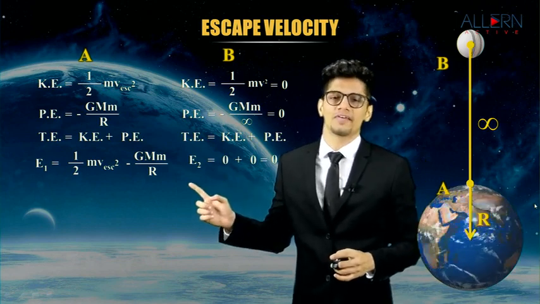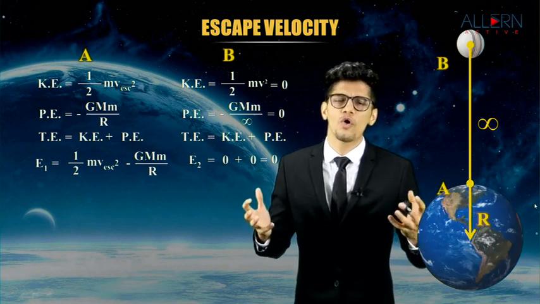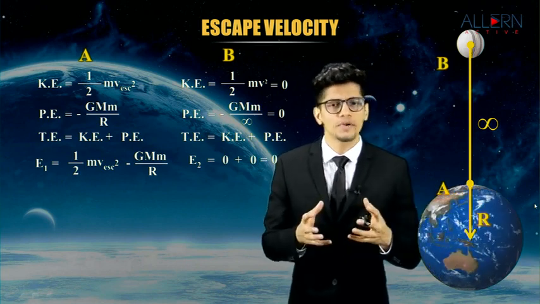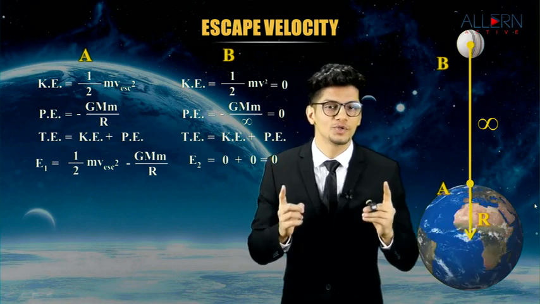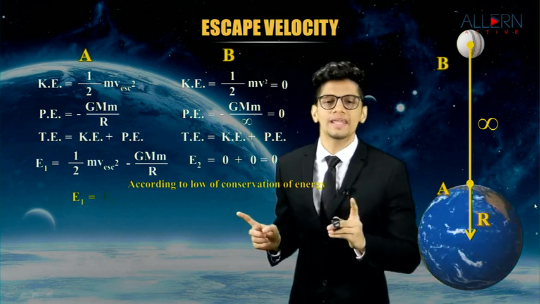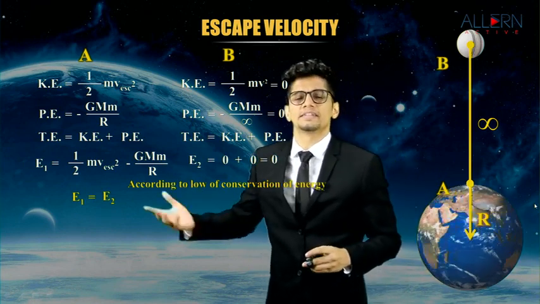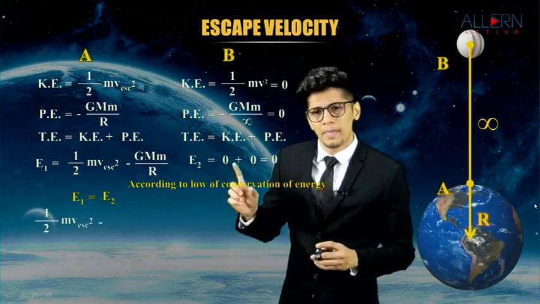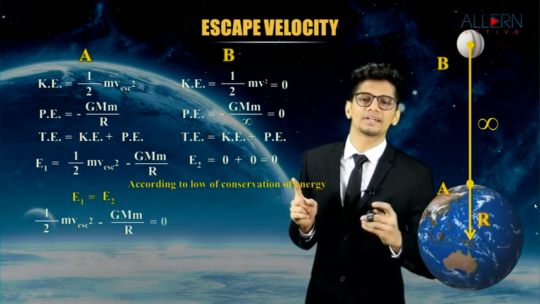So E1 we have a value, E2 we have a value. Now there is something called the law of conservation of energy, which says energy can neither be created nor be destroyed, but can be converted from one form to another, and the total amount of energy in the universe always remains constant. That means E1 will be equal to E2 because energy is always constant. So we write E1 on the left hand side, that is half mv square minus GMm upon r, and on the right hand side we write E2, that is nothing but 0.